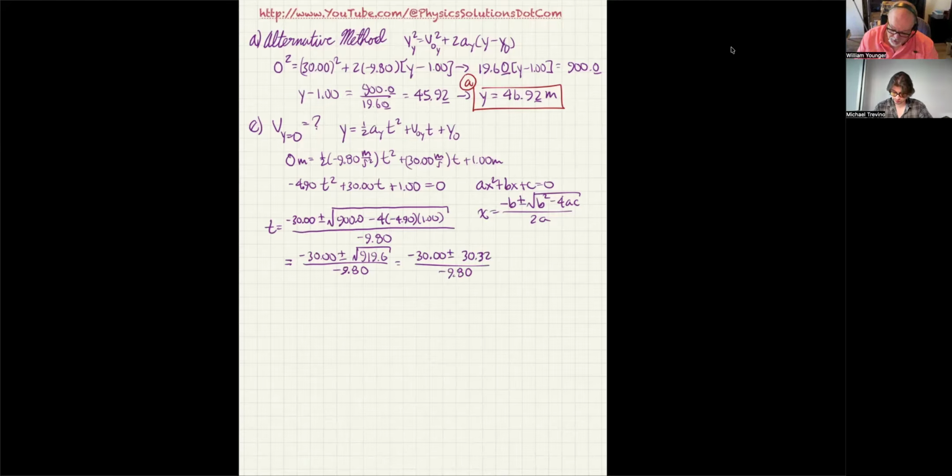Now, what you see here is I've got a plus or minus. The top one's plus and the bottom one's minus. If I do negative 30 minus 30.32, I get a really big negative number, but then I divide it by a negative number, and that gives me a positive number. If I did negative 30 plus 30.32, I'm going to get a really small positive number, and then when I divide that by a negative number, it's going to become negative. So it's clear that only the bottom sign is the one that makes a physically realistic answer.